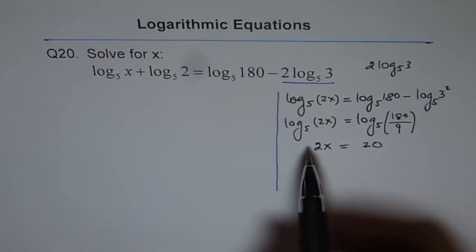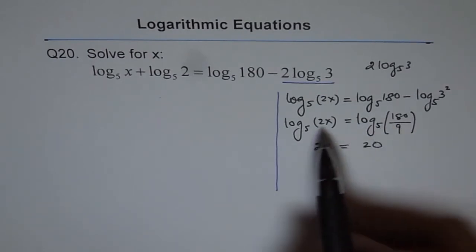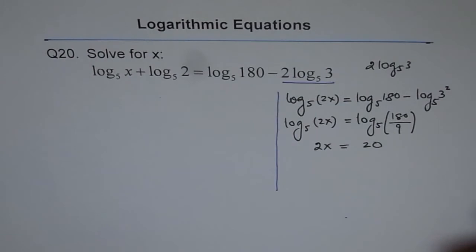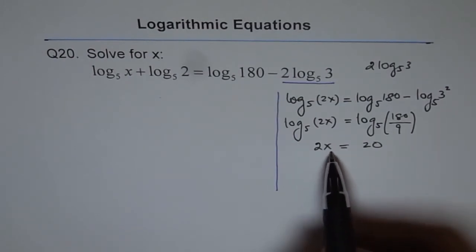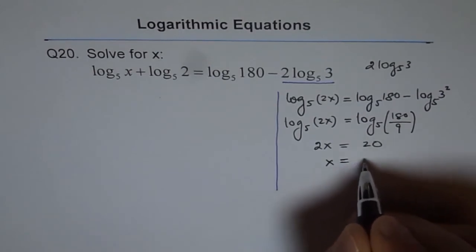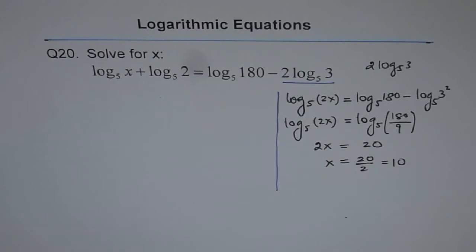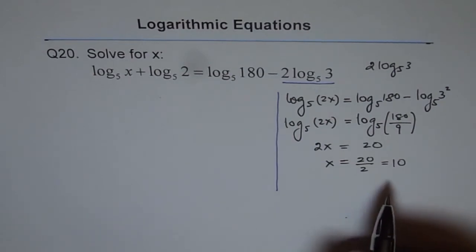Now why are they saying log to the base 5 of something is equal to log base 5 of something else? They are equal only if these two things are equal, correct? So we can equate 2x equals 20. And from here we can solve for x and say x is 20 divided by 2, that is 10. And we get our solution as x equals 10. Correct. Now that is one way of doing it, and of course it's the right way.